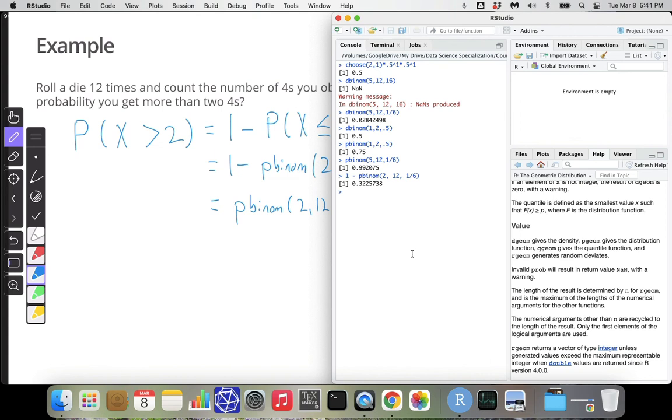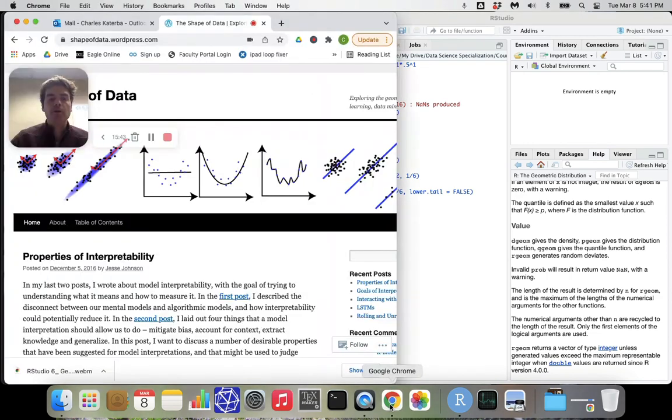Let's verify that the lower.tail equal FALSE command does the same thing. So pbinom 2, 12, 1/6, lower.tail equal to FALSE. Voila, it gives us the same thing. I hope you're starting to recognize a pattern among using these distribution functions in RStudio. They have the same flavor and very similar implementations. You just change the arguments or the parameters of each of the distributions on their own.